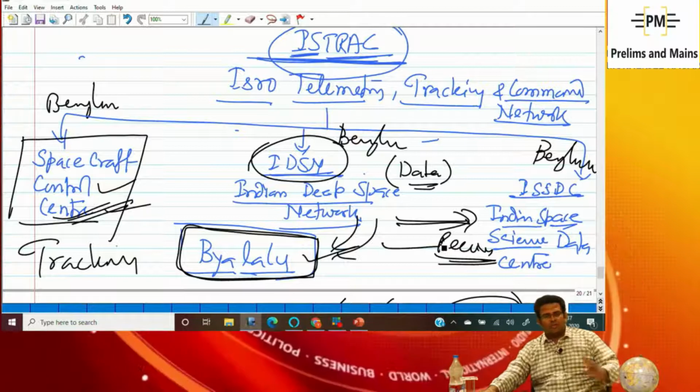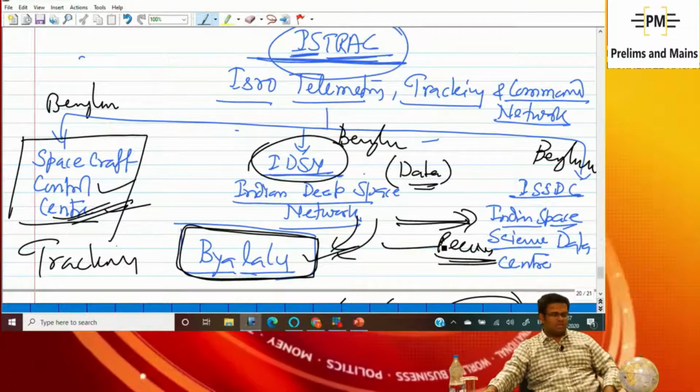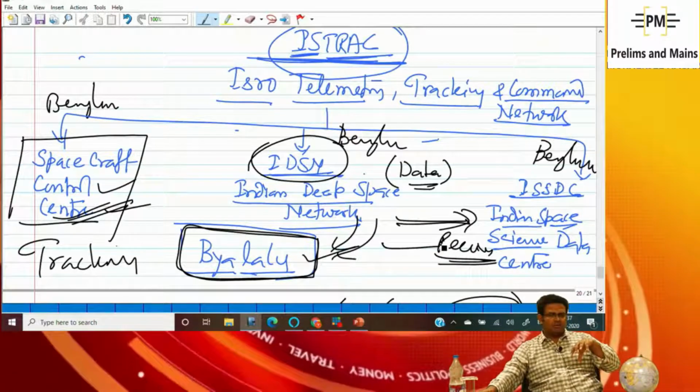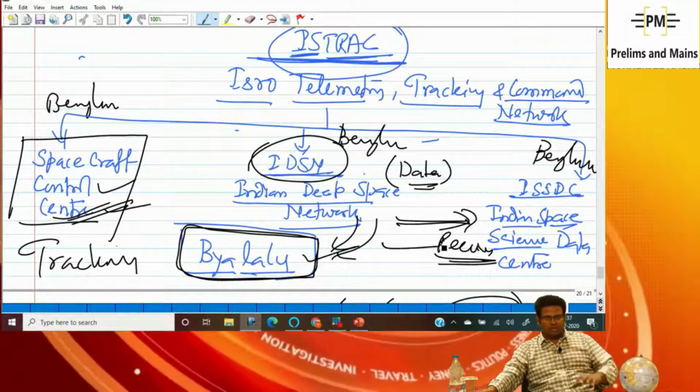So this way we can see the three things which are working together in Bangalore.